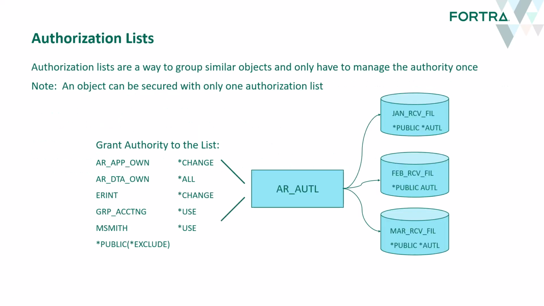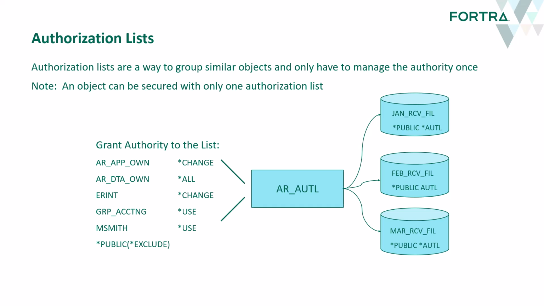So if we take a deeper look at what that authorization list might look like, so that we can control objects at a more broad level. So we aren't having to secure individually thousands of objects, but rather we can group like objects together, have them secured by an authorization list, and now through that authorization list, we're able to grant authorities to that group of objects by making one simple change.